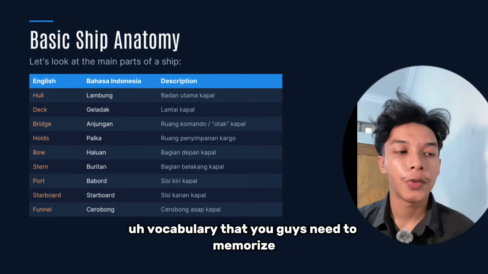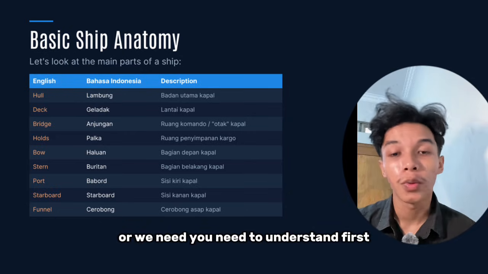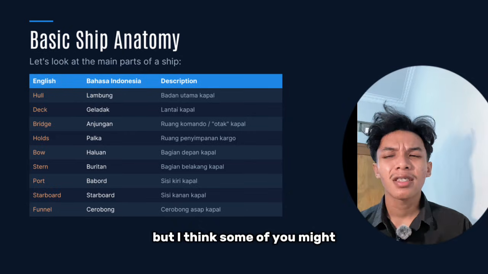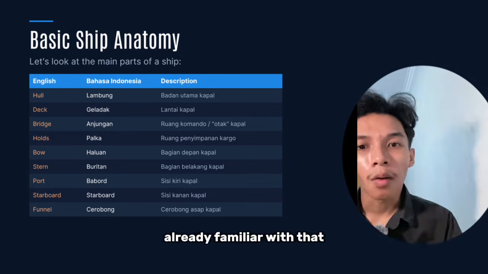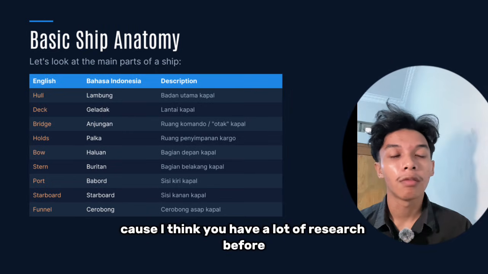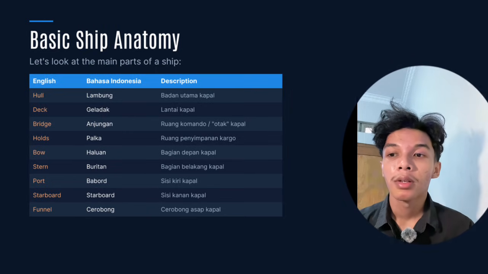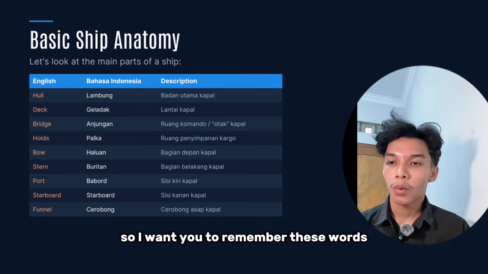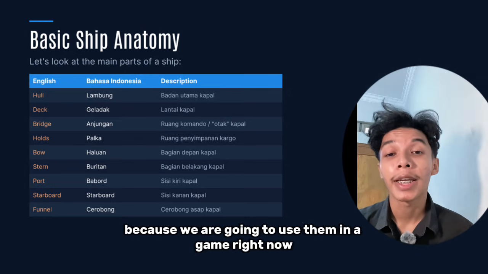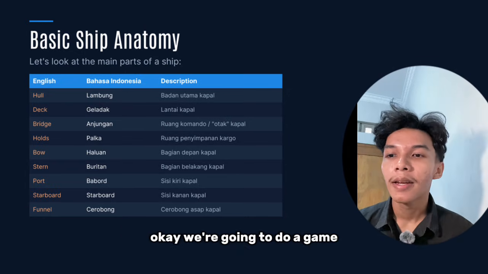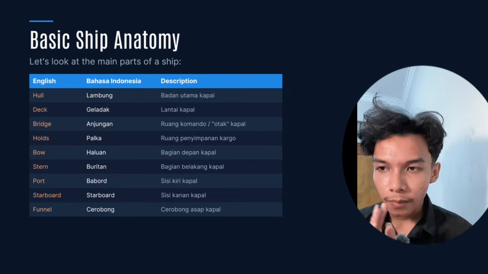Okay, that's very basic vocabulary that you need to memorize, or you need to understand first. But I think some of you might already be familiar with that because I think you have done a lot of research before. So I want you to remember these words because we are going to use them in a game right now. Hey, we're going to do a game.